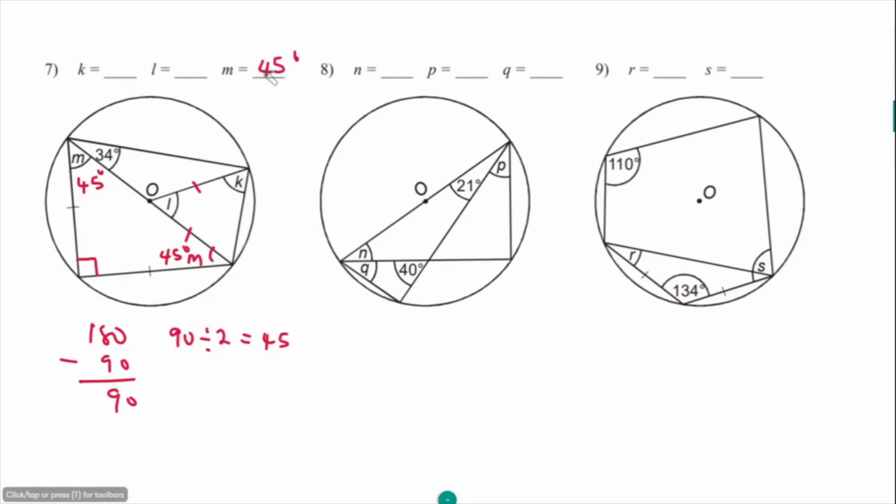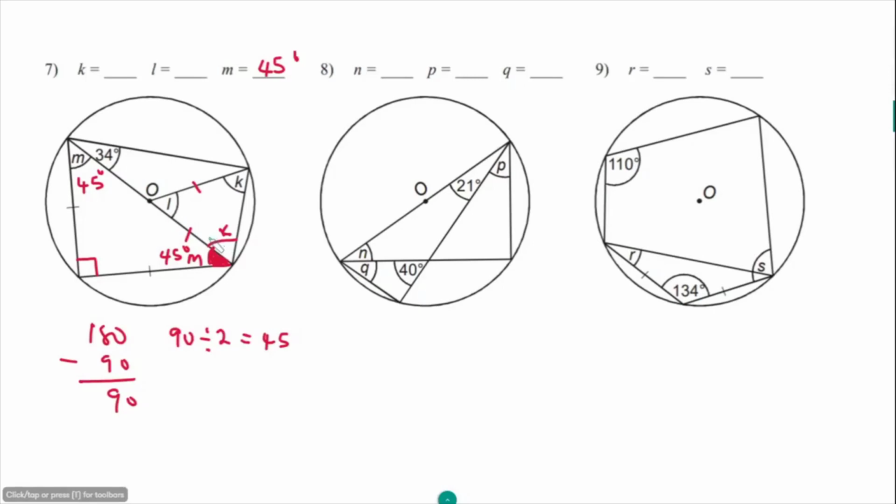Next, we need to work out angle K or L. Let me try to shade it here. Let me see what I'm going to do here. If this is angle K, here also has to be angle K, right? It makes sense, because this length here is equal to this length, and so the base angles of the triangle should always be equal. So we need to find angle K or L.